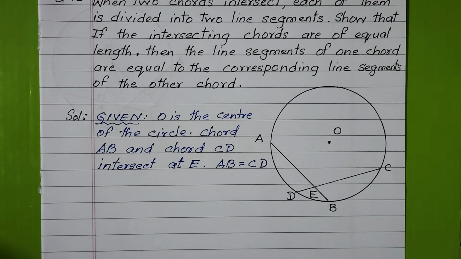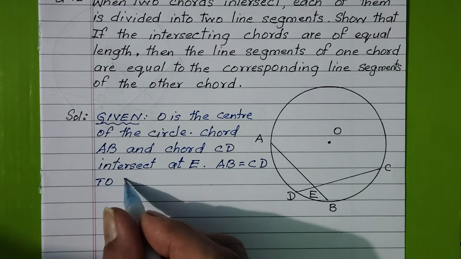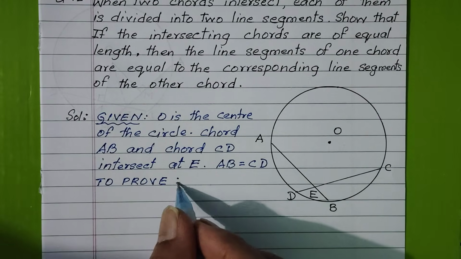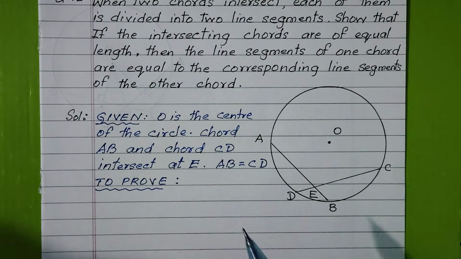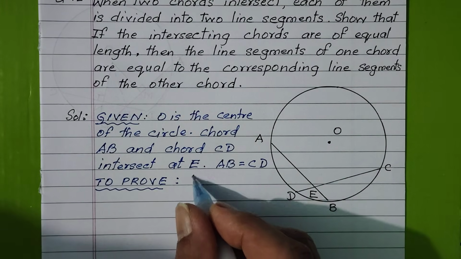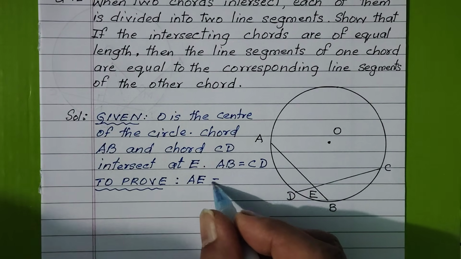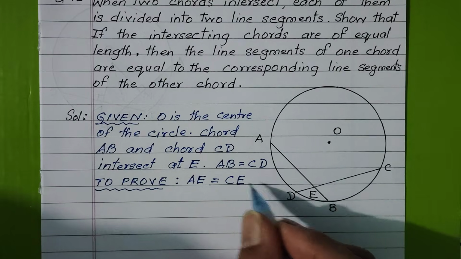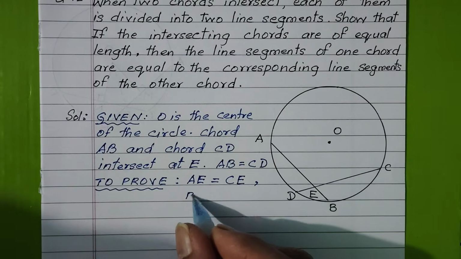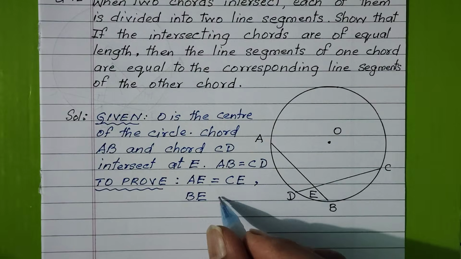And what we need to prove? We need to prove that AE is equal to CE and BE is equal to DE.